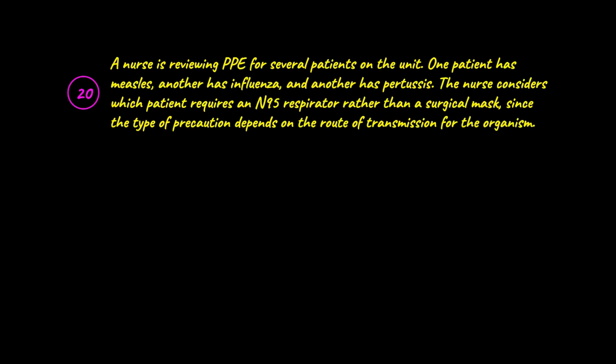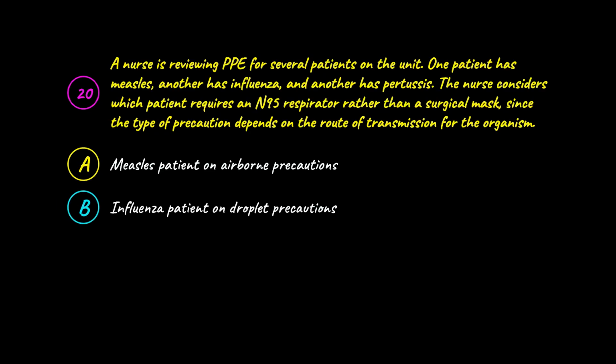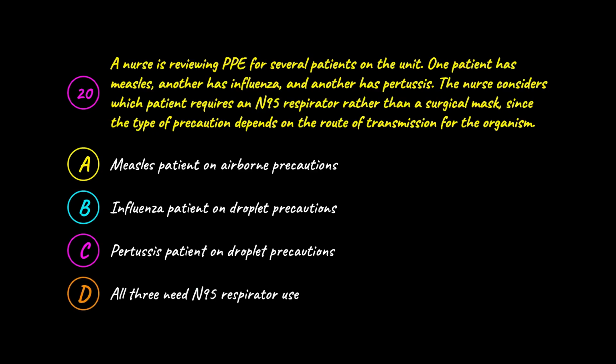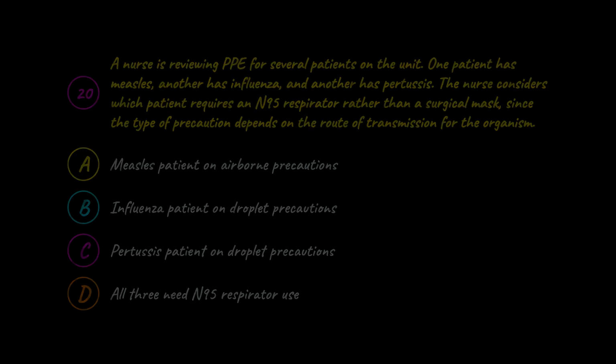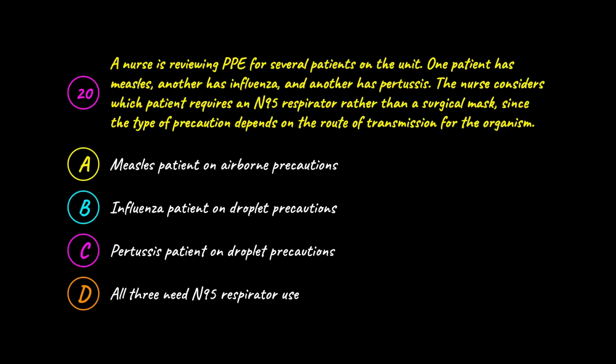Your options are A. Measles patient on airborne precautions, B. Influenza patient on droplet precautions, C. Pertussis patient on droplet precautions, D. All three need N95 respirator use. What's your answer? Commit to one before I continue.